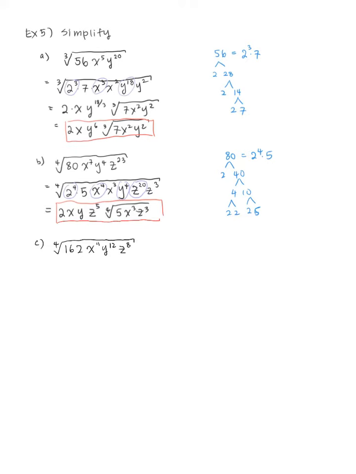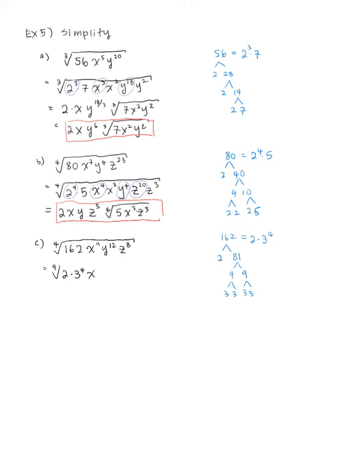So I'm going to start working. So 162, 2 goes in, 2 times 81, 9, and then 3, 3, 3, 3. So it looks like 162 is 2 times 3 to the 4th. Since we're given the fourth root, it looks great because we have a perfect fourth, which is 3 to the 4th. All right, now break it down. So we got fourth root of 2 times 3 to the 4th.